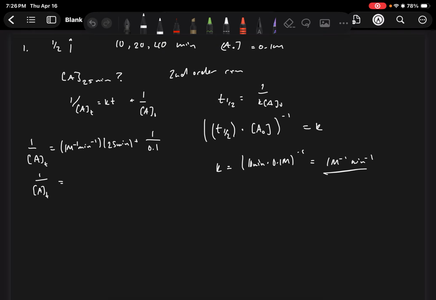Okay, so 25 plus 1 divided by 0.1. That gives 0.0286. There you go. That's the answer.